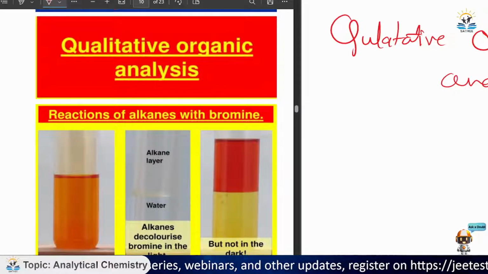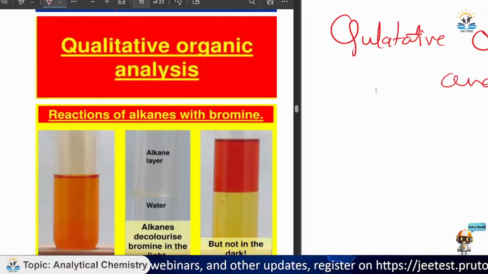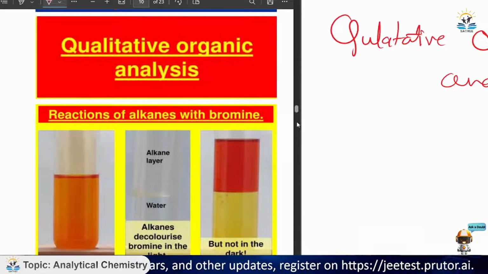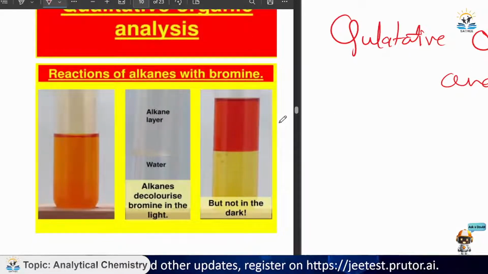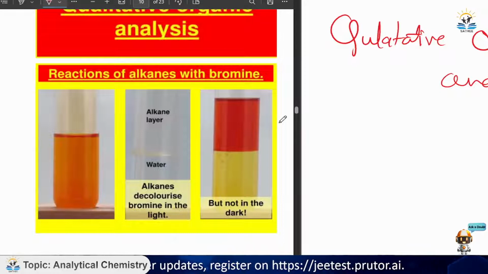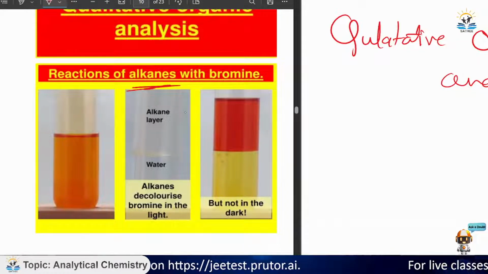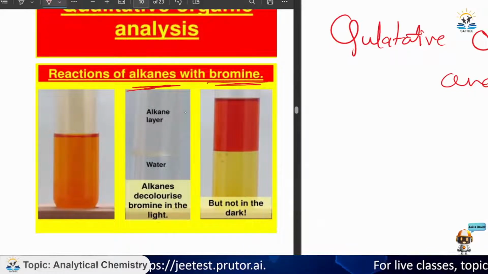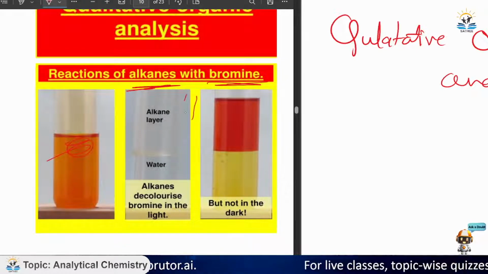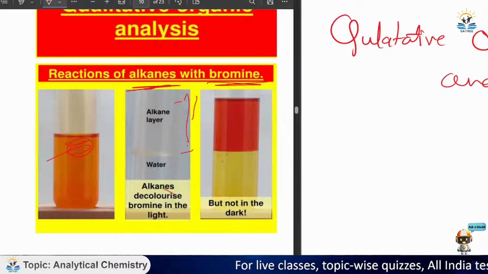Okay, sorry. So what we are seeing here, we are taking the organic reagent, now in elemental form. Now, reaction with alkanes. When we react an alkane with bromine, it will form this product. The upper half will contain the alkane layer, and the water layer below.